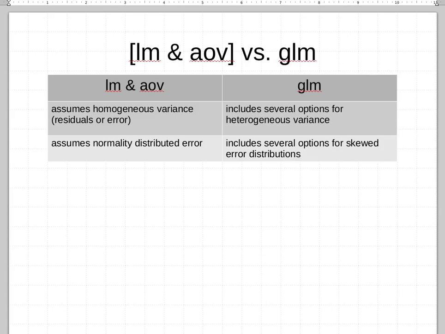Generalized linear models include some different assumptions. We can choose assumptions that better match the actual distributions in the data. So rather than forcing the data to match the model assumptions, we're allowing several different choices within generalized linear models to better match the data.